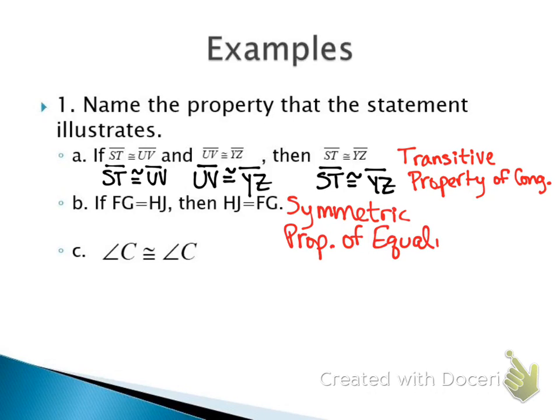Okay. And on part C, we have that angle C is congruent to angle C. Joel James, which one do you think that is? Letter C would be the reflexive property of congruence. Anything is congruent or equal to itself.